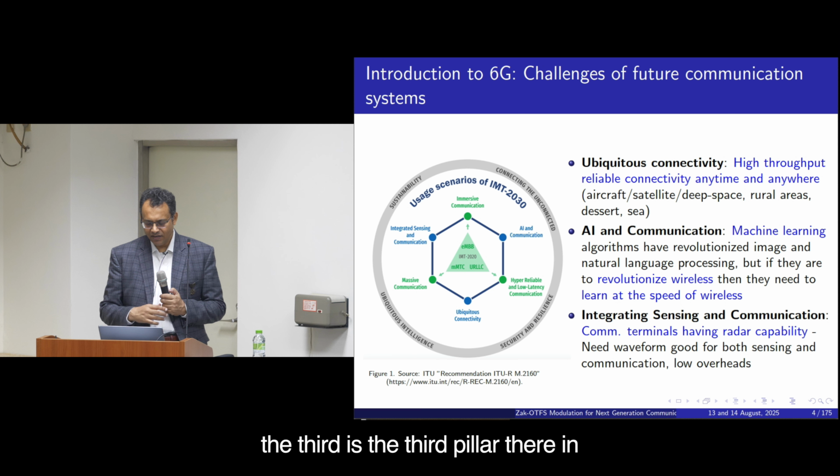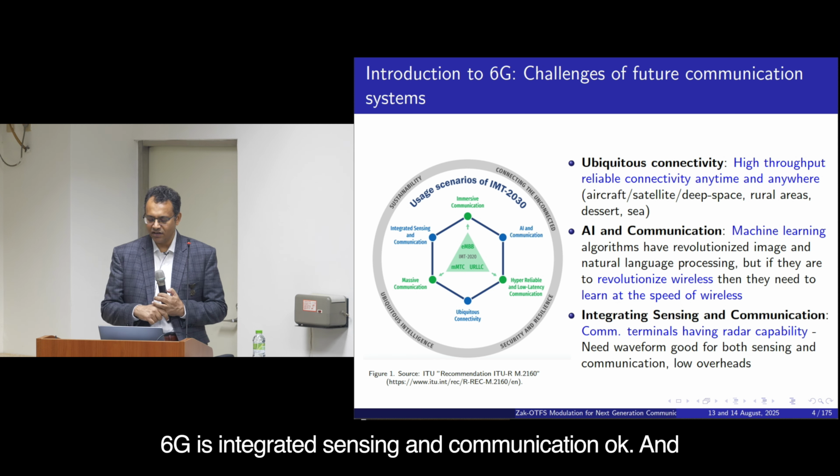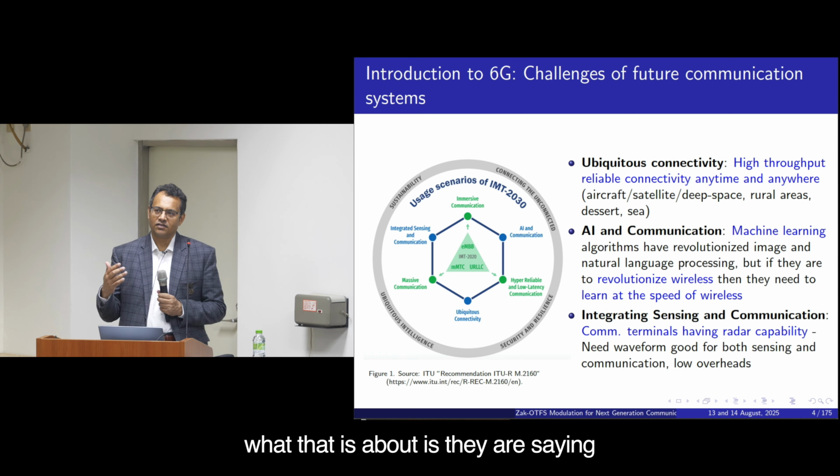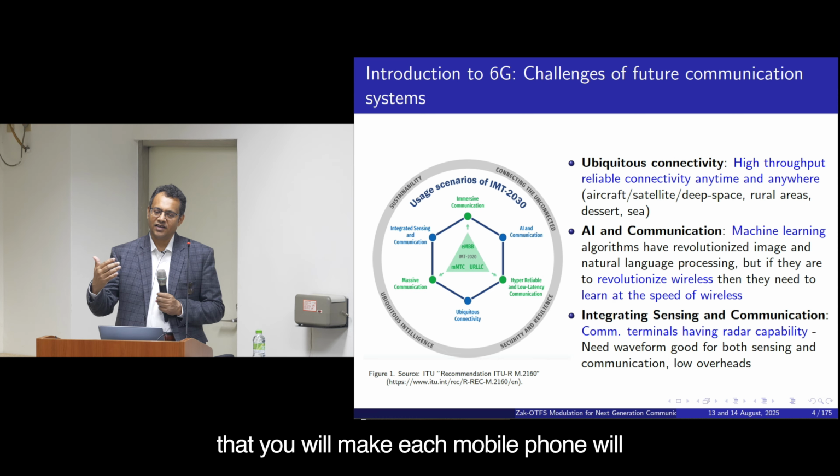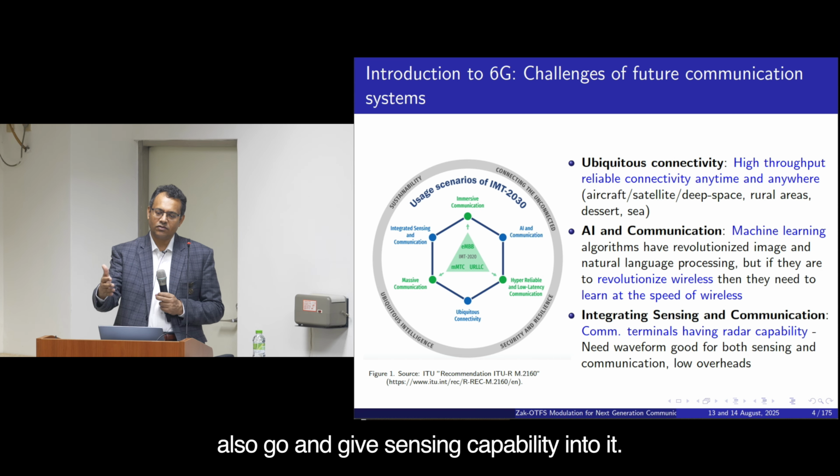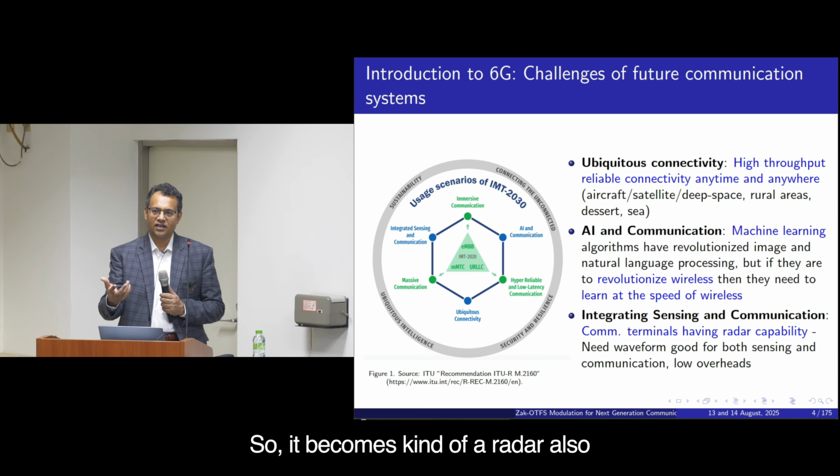And the third pillar there in 6G is integrated sensing and communication. Okay? And what that is about is, they are saying that each mobile phone will also be given sensing capability. So it becomes kind of a radar also.